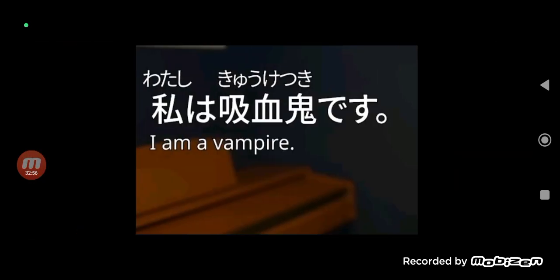Okay, but let's see what happens if we do not insert the no desu or n desu. "Watashi wa kyuketsuki desu." So there's no mood in this kind of sentence. There's no nuance or air of someone confessing something. It's just stating that you're a vampire. "Watashi wa kyuketsuki desu."